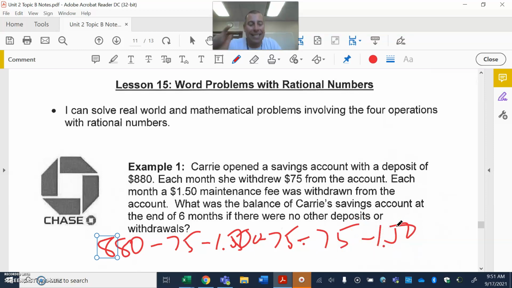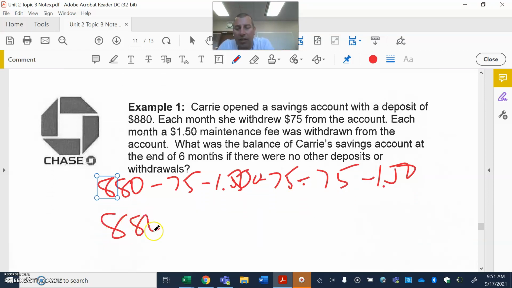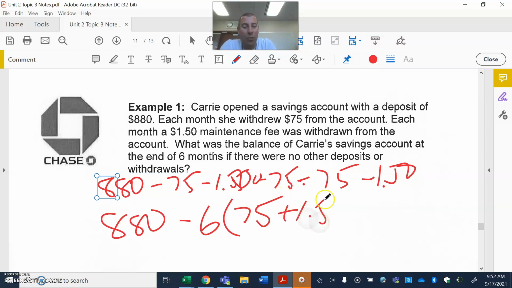Okay, so let's clean this up a little bit. Let's get a little bit more formal here. Yes, we are starting with the 880. We are taking away, but what's happening is 6 times. Repeat addition or repeat subtraction. We always say repeat addition, but yes, repeat subtraction is also a multiplication problem. We're going to do it 6 times. What are we going to do 6 times? Well, we're going to be taking away the 75, and we're going to be taking away the $1.50.